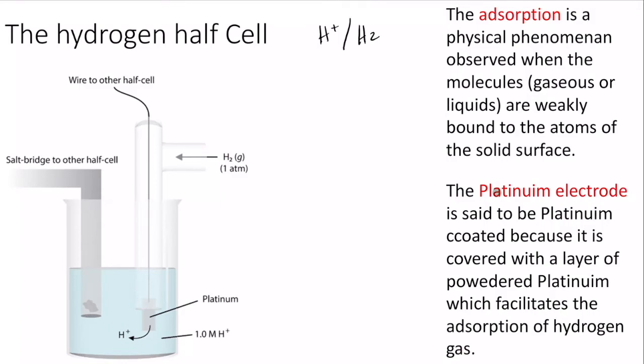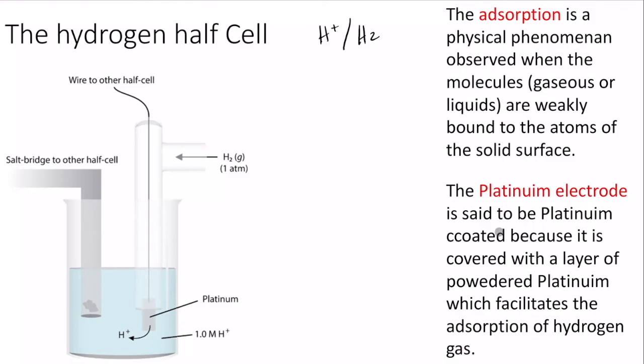Now we choose the platinum electrode. Why do we choose the platinum electrode? We're gonna talk about it, it's a major part in the hydrogen half cell. The platinum electrode, we say it's platinum, but it's coated with platinum. It's not a platinum, it's coated. Platinum is expensive, so we coat the electrode with platinum.